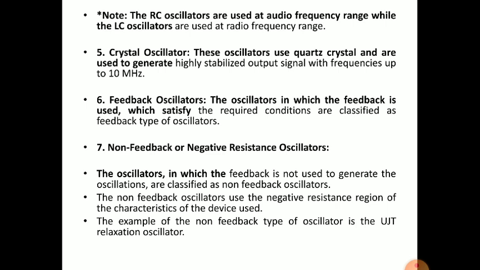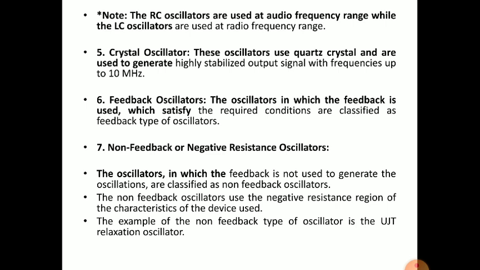Crystal oscillators. These oscillators use quartz crystal and are used to generate a highly stabilized output signal with frequencies up to 10 megahertz. This is important. Why we use quartz crystal: to generate a highly stable output signal with frequencies up to 10 megahertz.